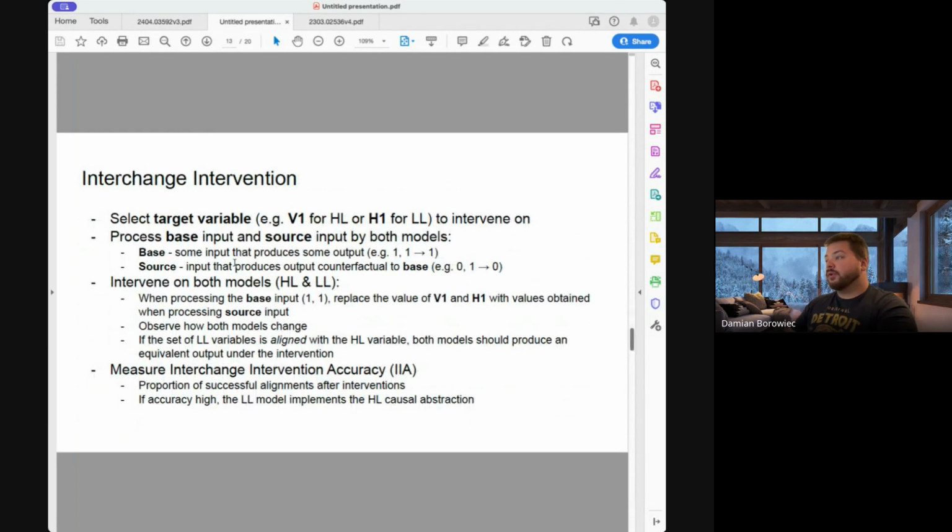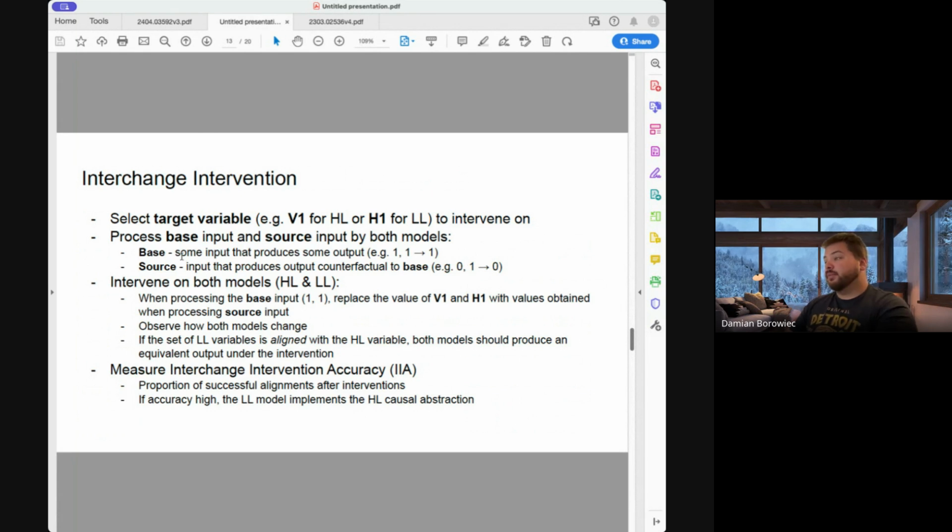So one of those interventions is called an interchange intervention. Say we select a target variable. For example, the same example: v1 for the high-level model and h1 for the low-level model. What we then would do in an interchange intervention is process two inputs, a base input and a source input.